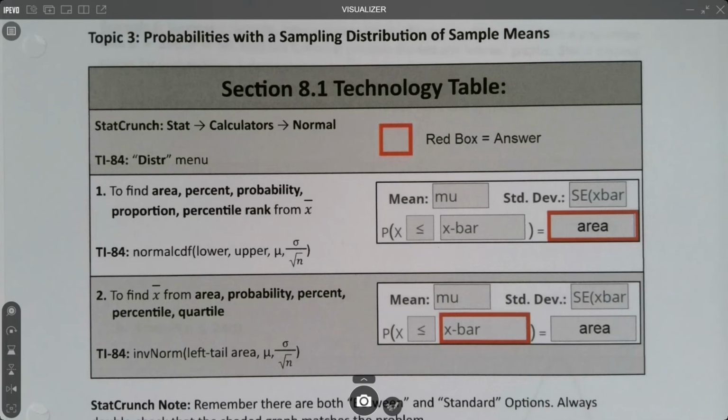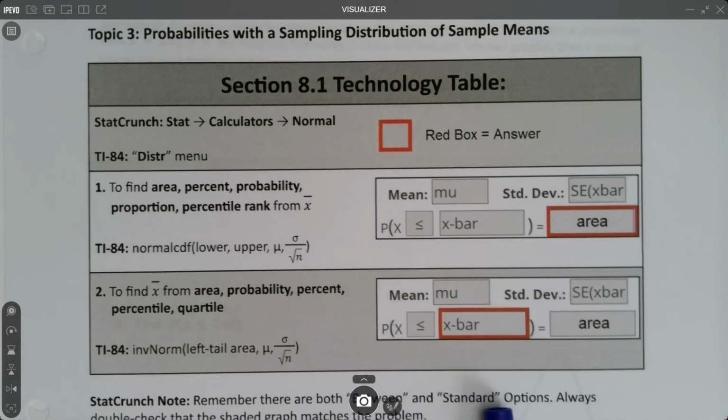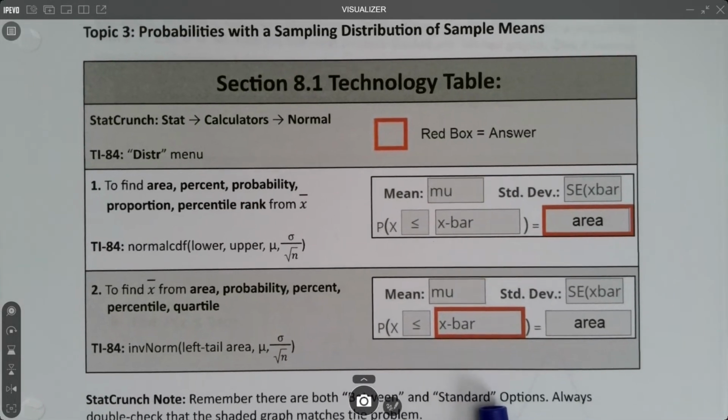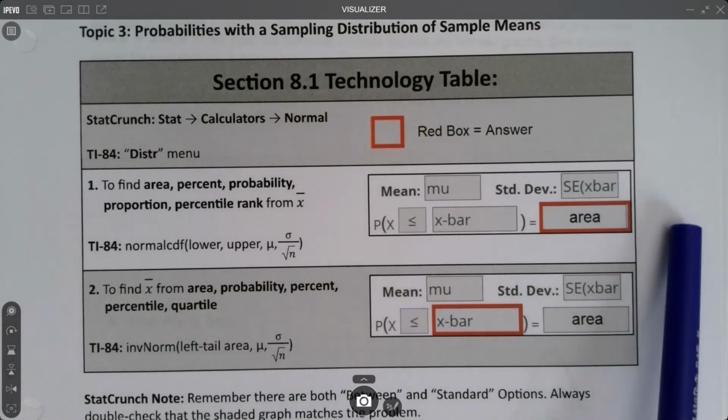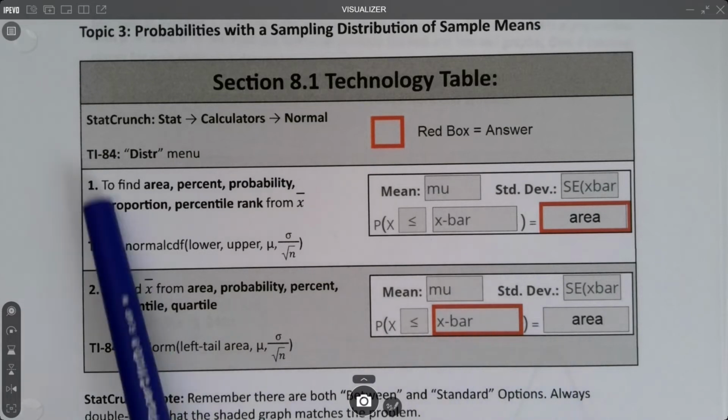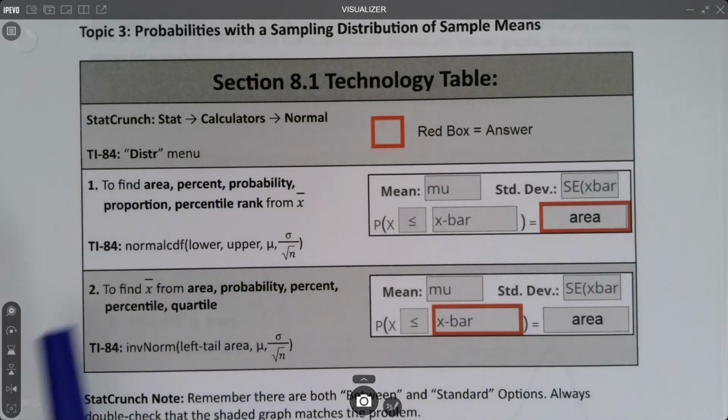Of course, since we're working with the normal curve, that means that we'll be able to find probabilities or sample means to satisfy certain conditions. And we'll use this technology table, which is also in your exam notes packet, to be able to answer those questions. So remember, in StatCrunch, we'll use Stat Calculator's normal, and we can follow these paths depending on what we are trying to find. So let's see an example.